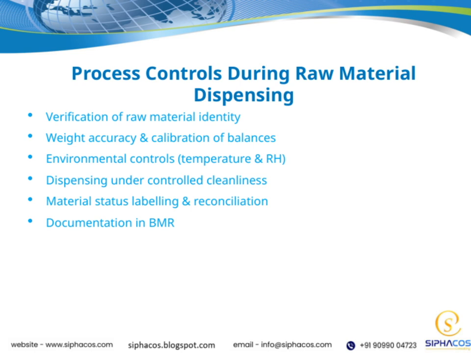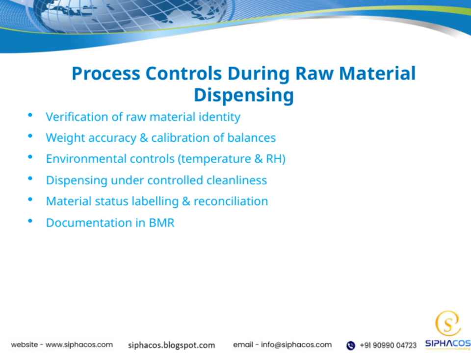Environmental controls are also essential. Keeping temperature and relative humidity within the right range helps preserve material integrity and consistency. When dispensing raw materials, it's important to do so under controlled cleanliness conditions. This minimizes contamination and ensures the purity of the materials.